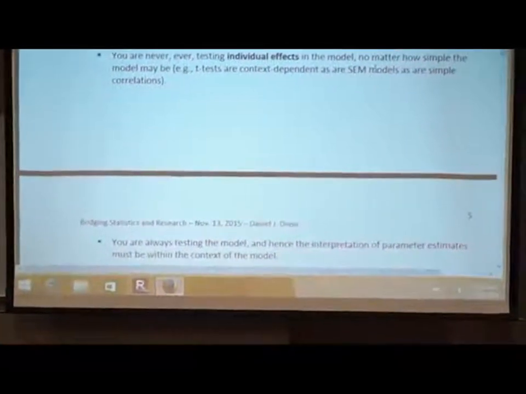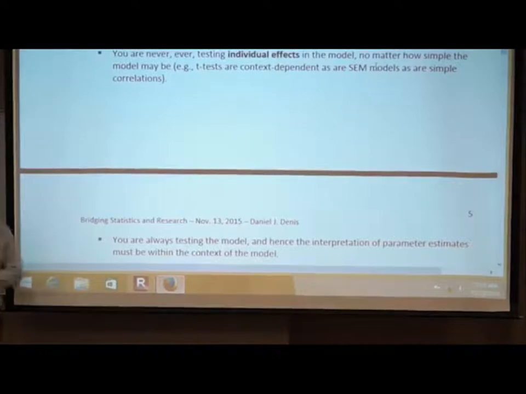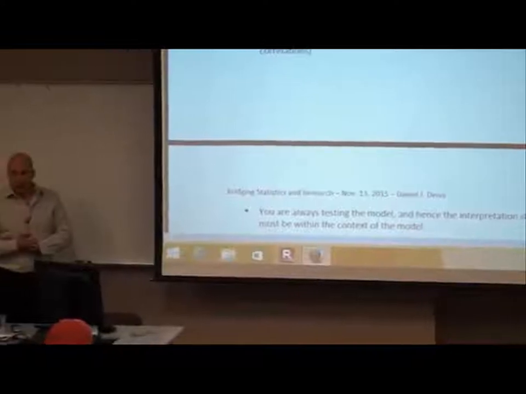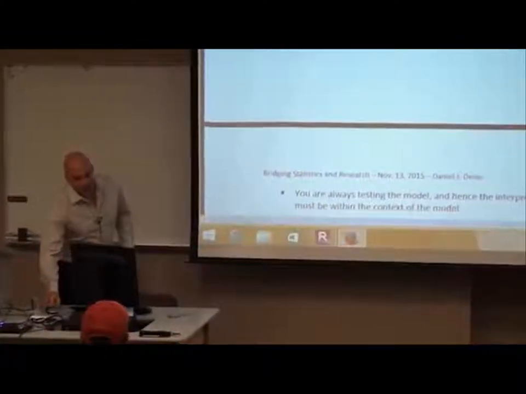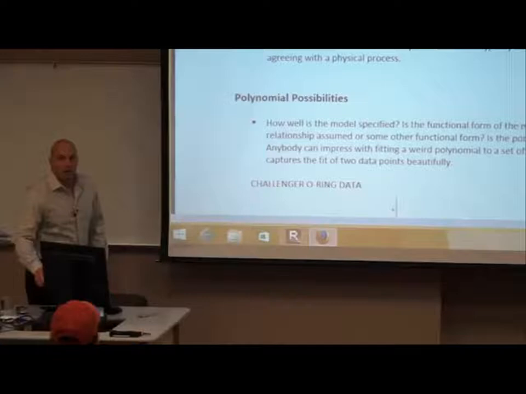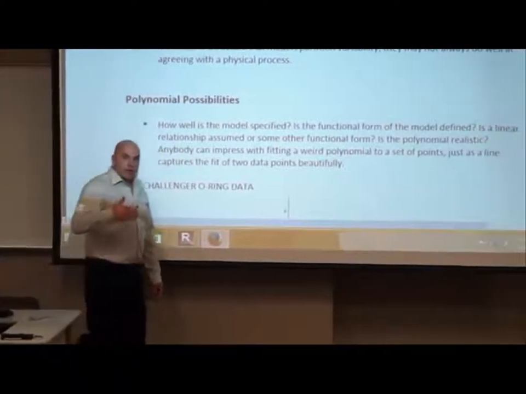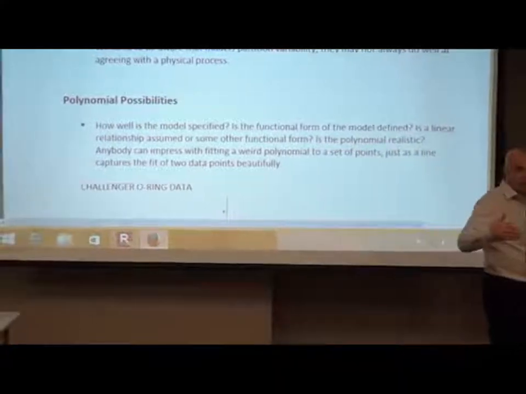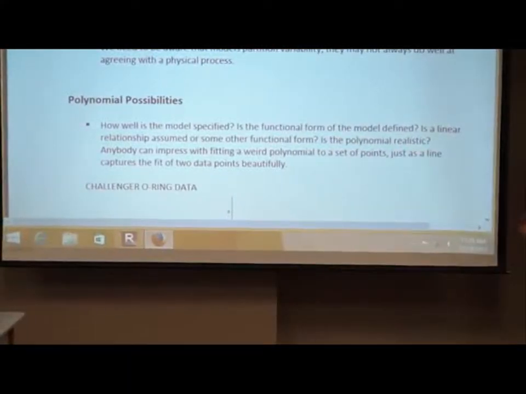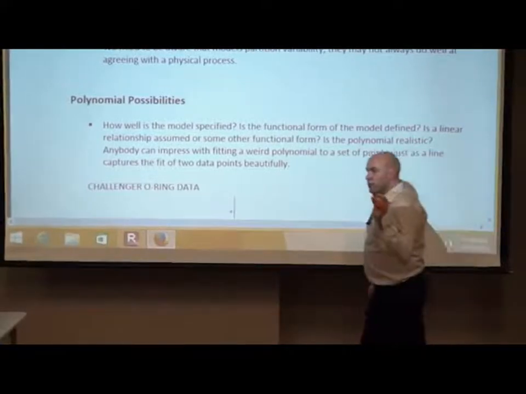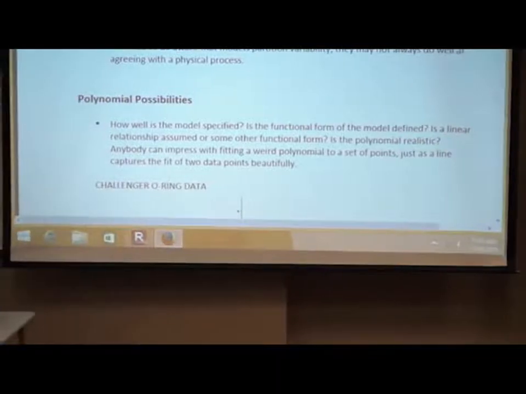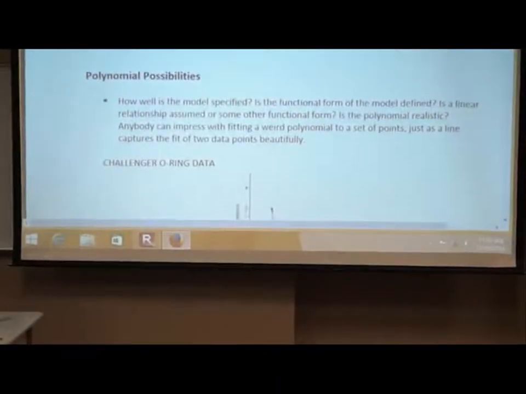You are never, ever testing individual effects in the model, no matter how simple the model may be. T-tests are context-dependent, as are SEM models, as are simple correlations. So again, to reiterate, if I do a correlation between X and Y, your argument may be that the model is incorrectly specified. Why? Because I did not include another variable that would have an effect on that correlation. So it's fair to say that even the simplest models may not be correctly specified. You're always testing the model, and hence the interpretation of parameter estimates must be within the context of the model.